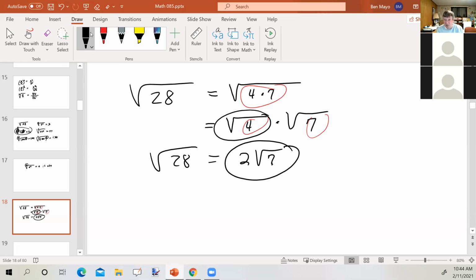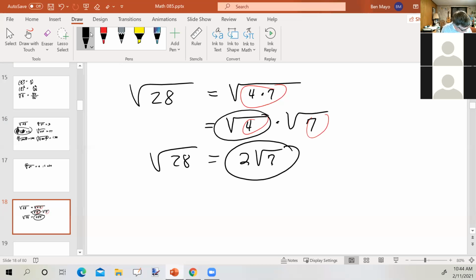Now, it doesn't look simpler, but the definition of simplified is getting everything outside of the radical that you can, reducing the size of the radicand from a 28 down to a 7. All right, are you okay with what happened there? Any questions?